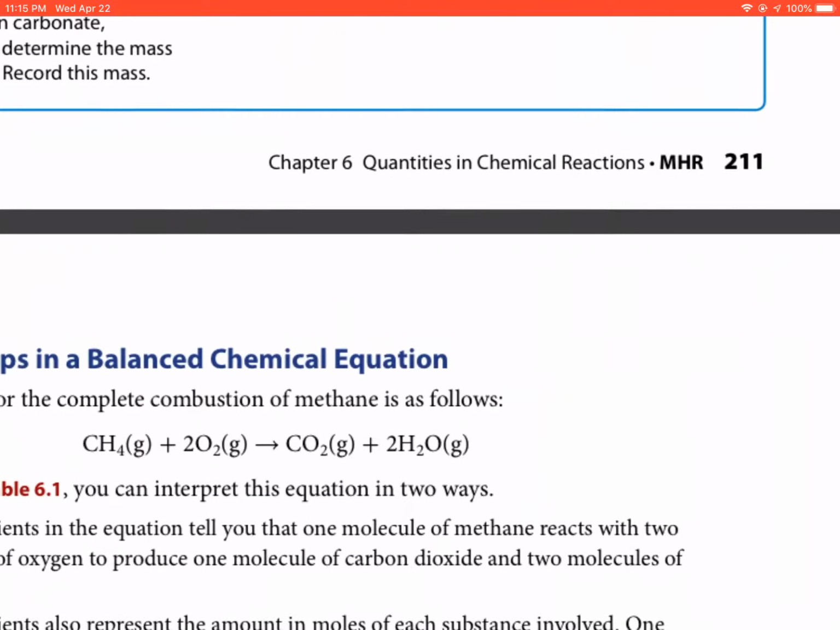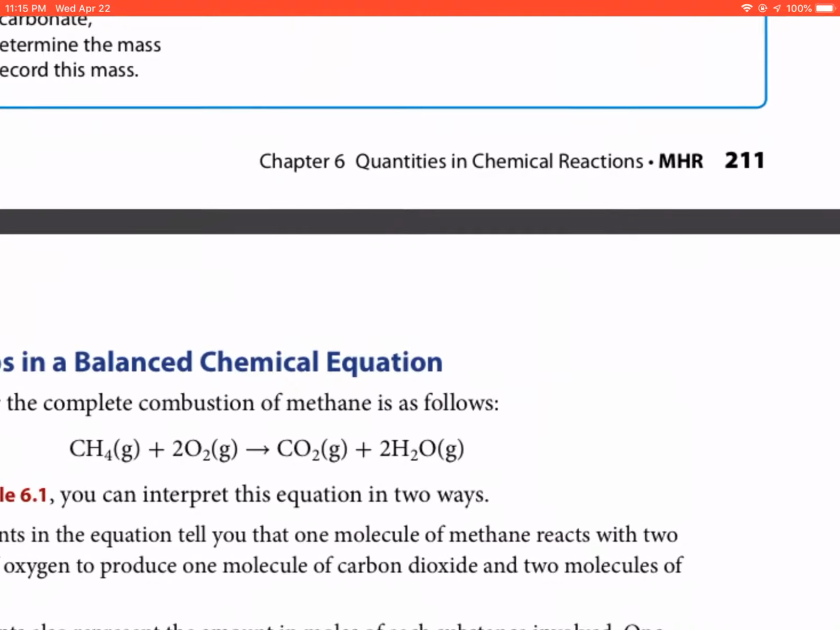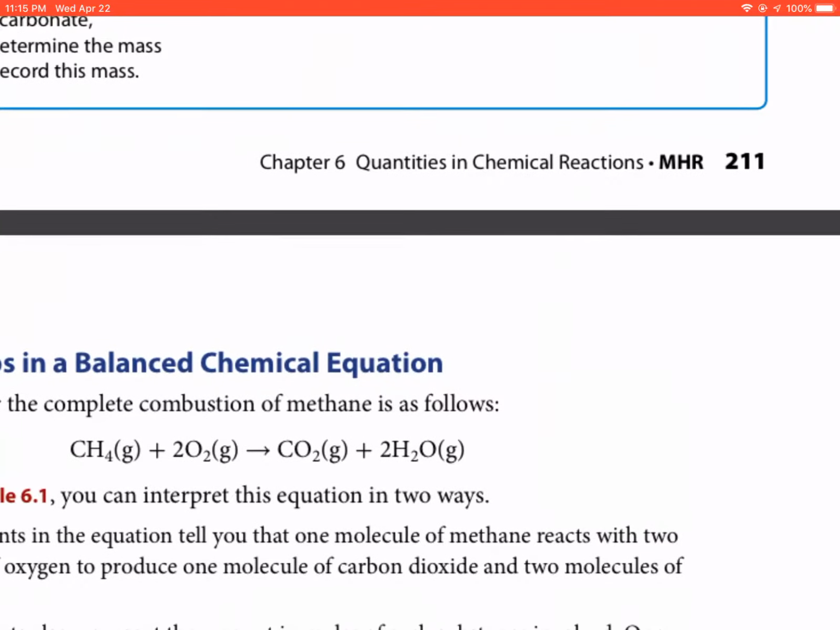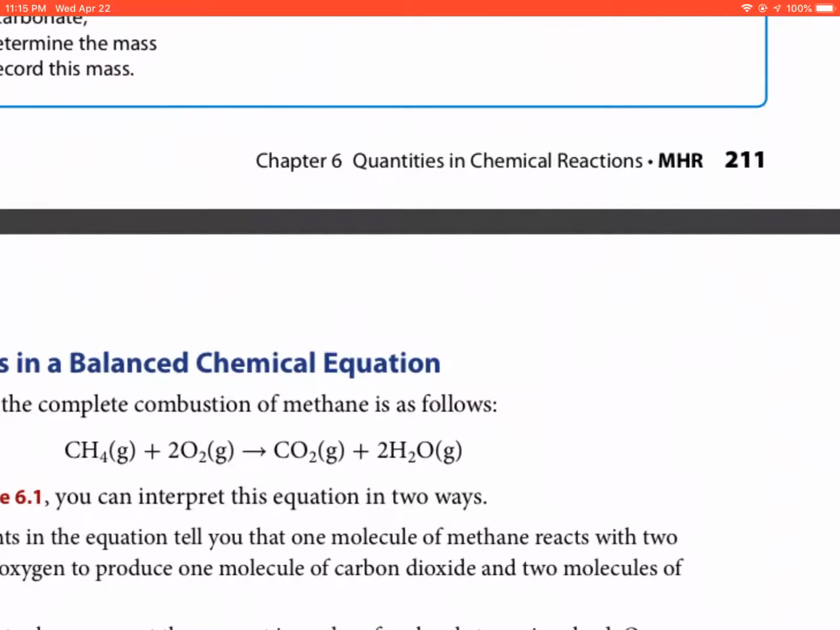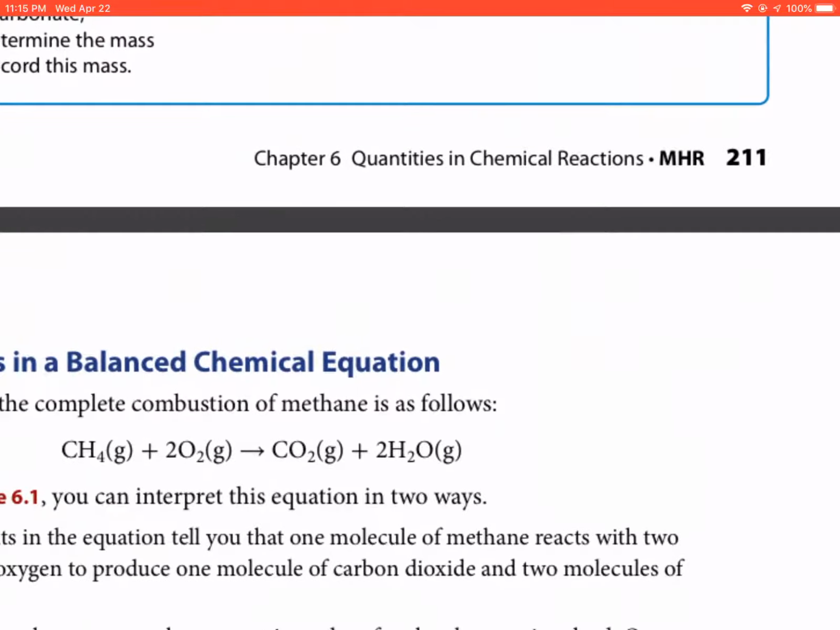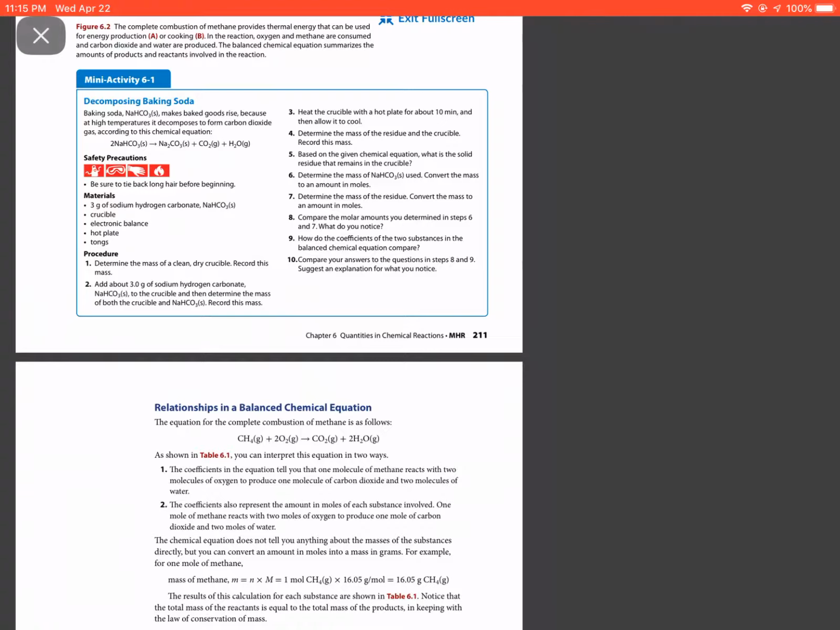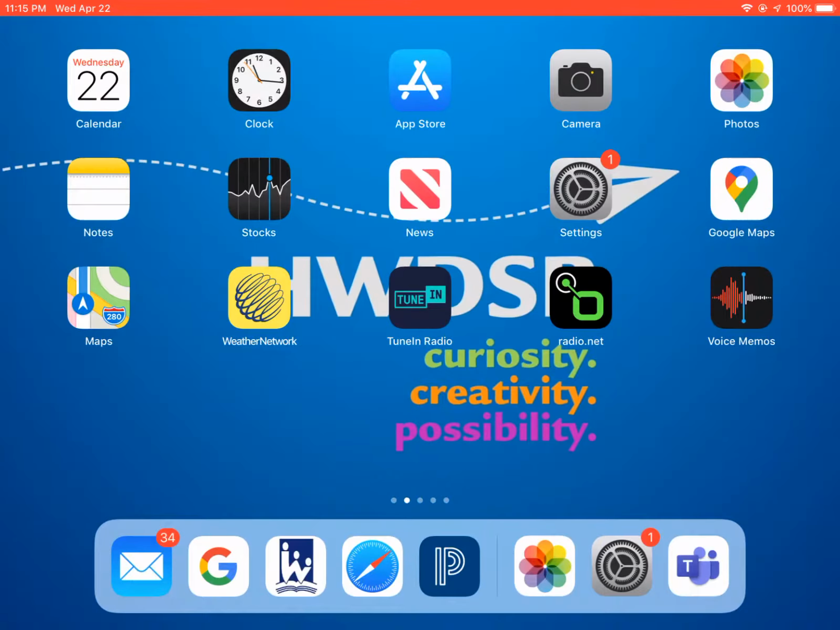Now, that's telling me that 1 molecule of CH4 plus 2 molecules of O2 make 1 molecule of CO2 and 2 molecules of water. Or, as we learned in our last chapter, that's telling us that 1 mole of CH4 plus 2 moles of O2 make 1 mole of CO2 and 2 moles of H2O. And we've got our equation going back to our last chapter that says if I know little n, the number of moles, then I can calculate little m, the mass in grams. Okay, so that's where we're going with this in chapter 6.